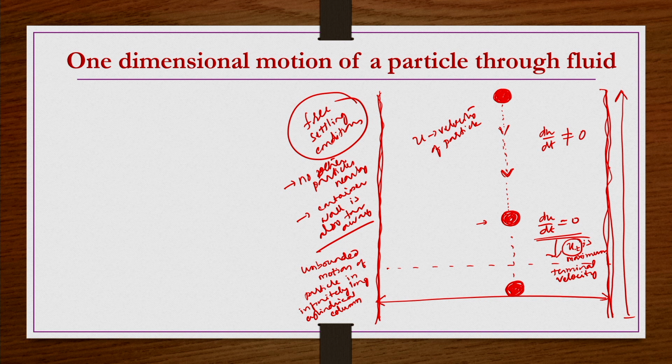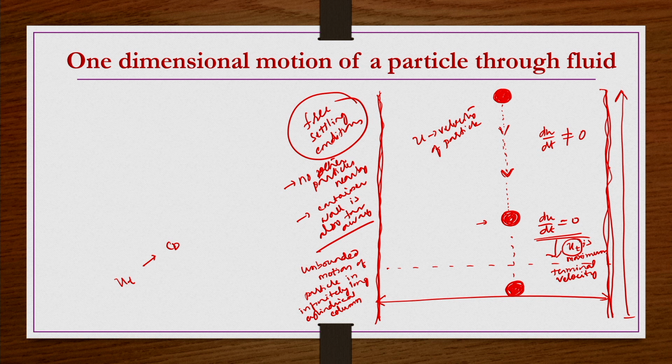So, this terminal velocity we are going to use in this analysis. This terminal velocity ut is related to the drag coefficient. That is what we are going to see now: how it is related, and we are going to develop those relations now. Okay, so these are basically the assumptions or the simplification of the flow condition that we are taking.